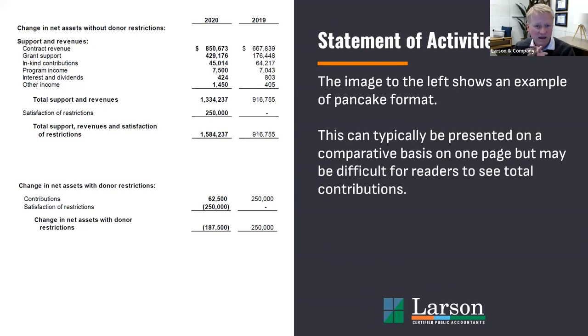But the negative of this one is that it is sometimes difficult for readers to see the total contributions, because it has the without up above and the with below. If you want to know what the total contributions are, you have to look at both of them, do the math yourself, and determine what total contributions are combined between the without and the with donor restrictions.